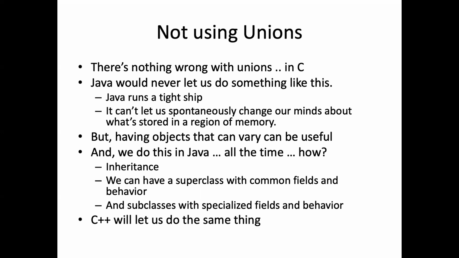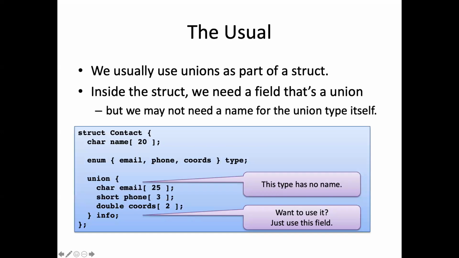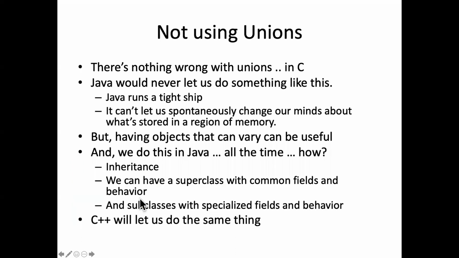Backing up a slide, if you wanted to be able to define contact information where you're storing either an email address or phone number or coordinates, you'd probably make a superclass for contact information, and you would define three different subclasses of it. One of them also storing an email address, one of them also storing a phone number, a different one also storing global coordinates. And in languages like C++, that's typically how you would solve this same problem.